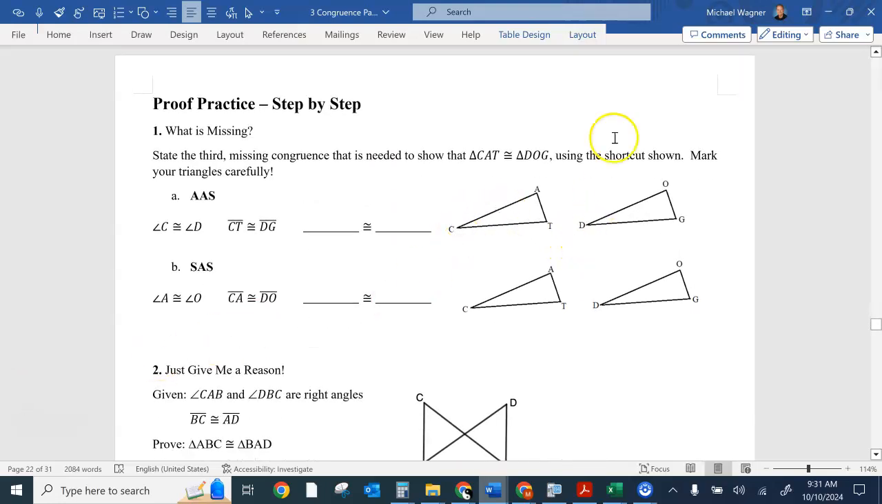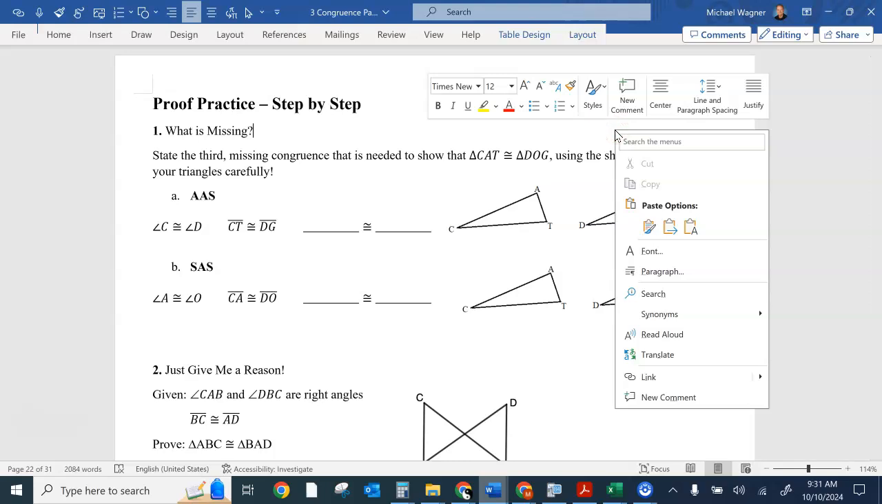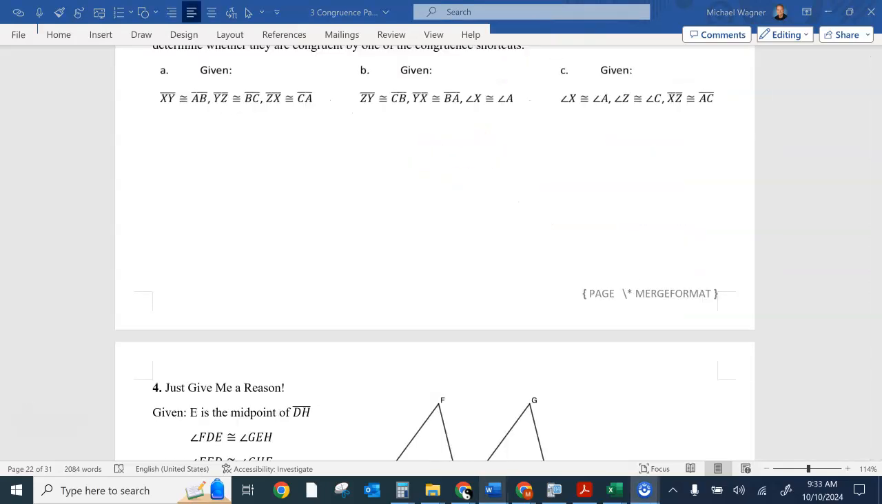Okay, so for your homework, you're going to basically be doing, oops, not homework, but your assignment. Homework if you don't finish it. So again, for your assignment, you'll be doing pages 16 through 18. And when you're done, make sure to show it to me and I'll give you credit for that assignment, okay?